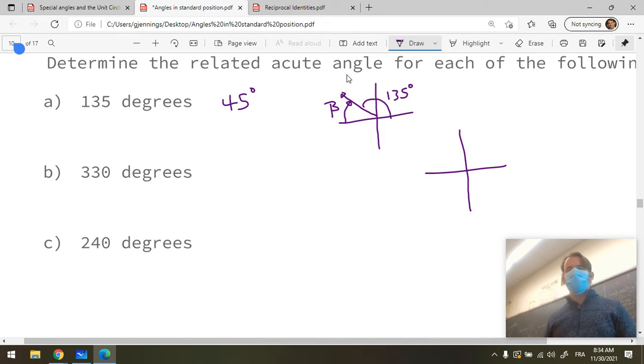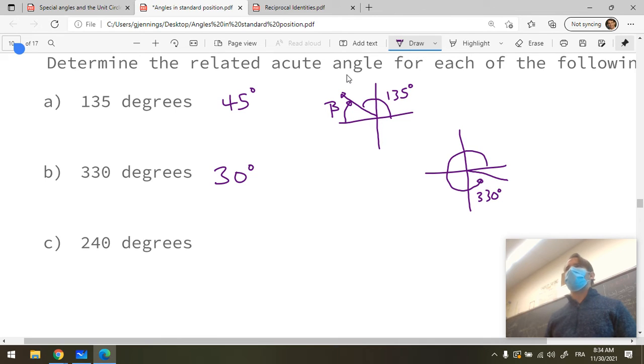Which quadrant will it be in? In the fourth. So I'm going to go around to 330 degrees. It's going to look something like that. The related acute angle is here. It's always between the terminal arm and the x-axis. What's that angle in there? 30. Good. So this one is 30 degrees, and you can do that by 360 minus 330. Good.